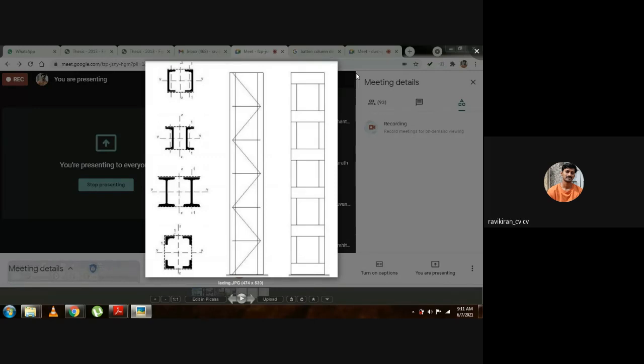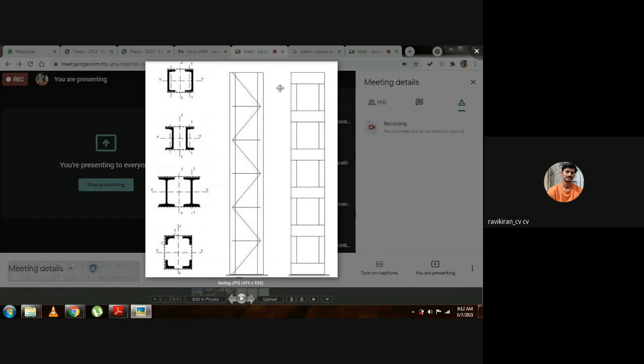Normally, a single lacing system is satisfactory, but designers consider a double lacing system to be superior in design. And these lacings are not designed to carry compression load. The column will be designed for compression load, but the lacings are provided just to hold those compression members or individual members in position.